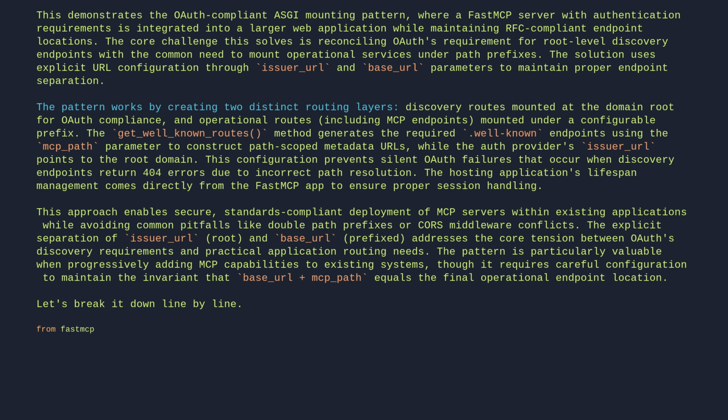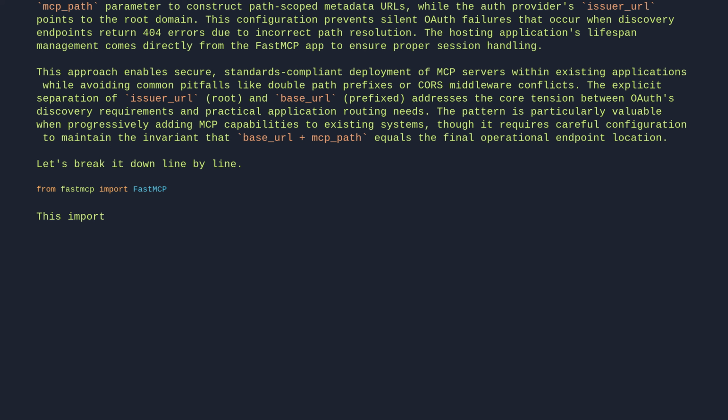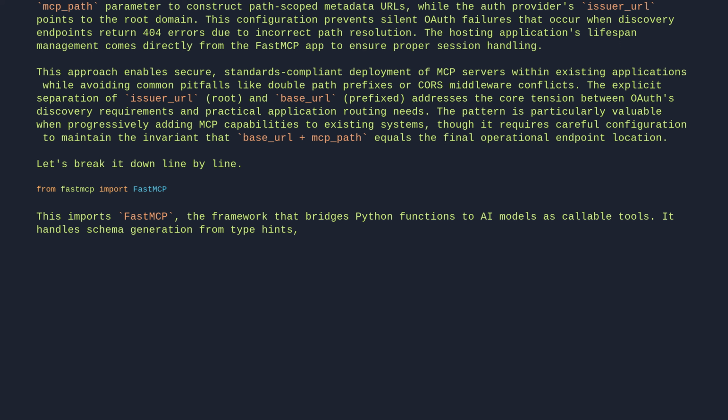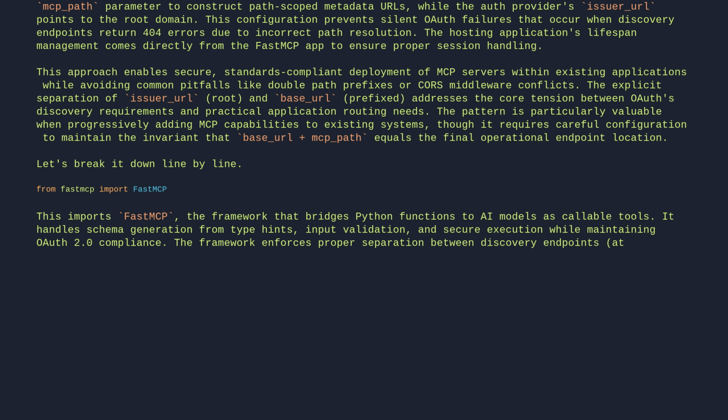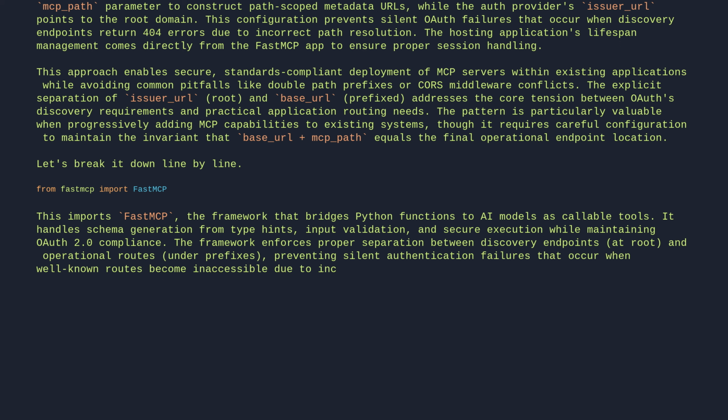From fastmcp import FastMCP. This imports FastMCP, the framework that bridges Python functions to AI models as callable tools. It handles schema generation from type hints, input validation, and secure execution while maintaining OAuth 2 compliance. The framework enforces proper separation between discovery endpoints at root and operational routes under prefixes, preventing silent authentication failures that occur when well-known routes become inaccessible due to incorrect path mounting.